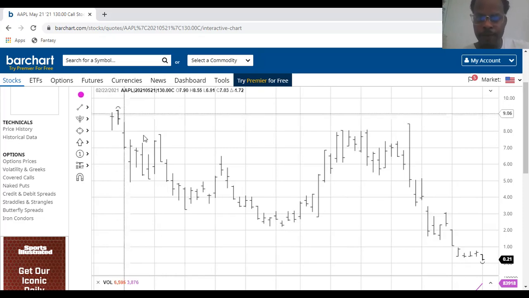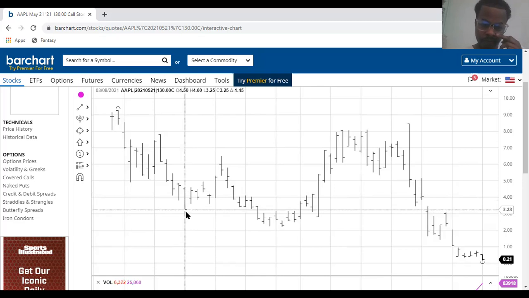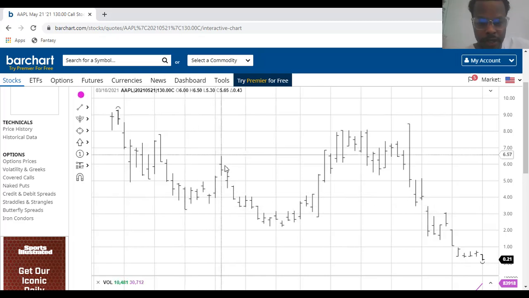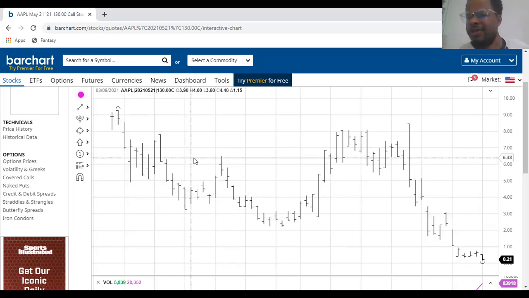Is a high. Okay, that looks like a low and it bounced up. So that would have been like a good entry right here, right? If you would have gotten in here around 3, you could have sold around 6. That would have been 100% profit. Easy, right?